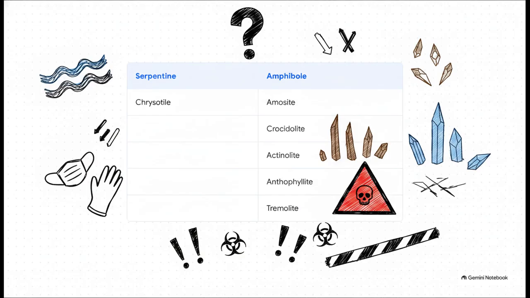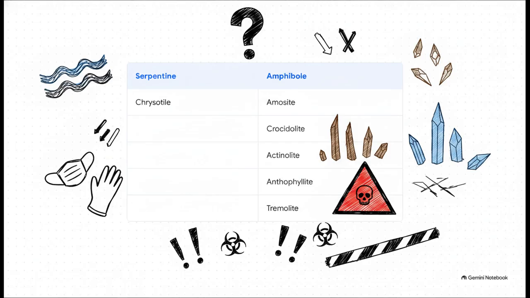To properly identify the threat, you need to know the different forms it takes. There are 6 main types, and they're cleanly grouped into 2 main families. First up, we've got the serpentine family. This includes chrysotile, or white asbestos, which was by far the most widely used. Then you have the amphibole family. This one covers amosite, which is brown asbestos, and crocidolite, the blue asbestos.